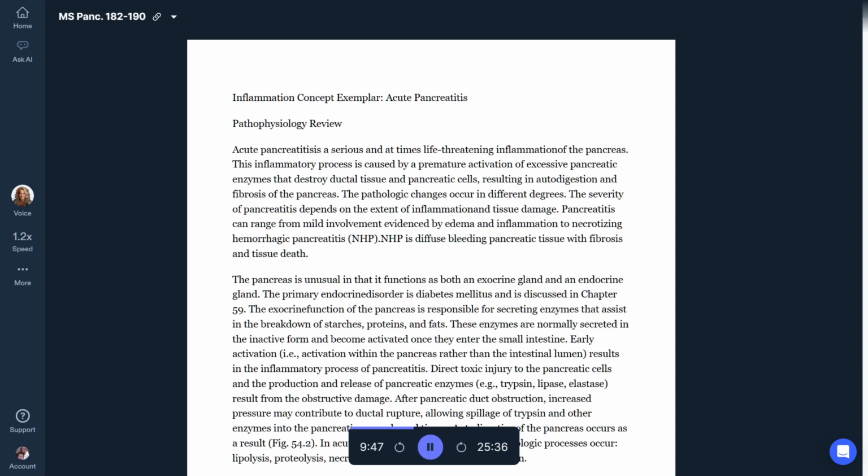NCLEX Examination Challenge 54-2. Physiologic integrity. A client was admitted to the hospital yesterday with a diagnosis of acute pancreatitis.